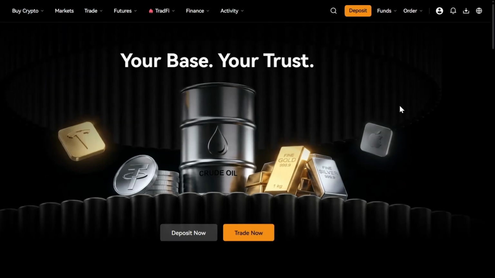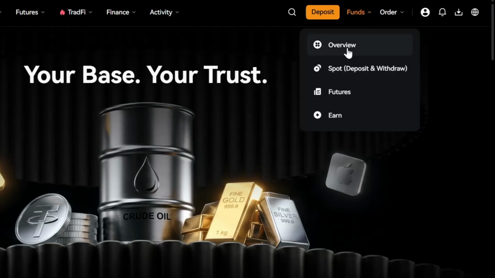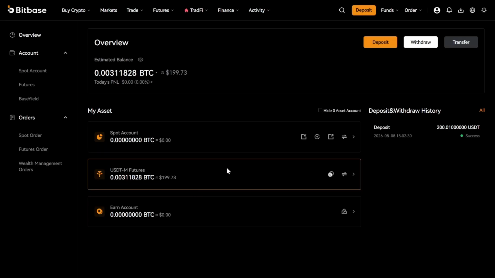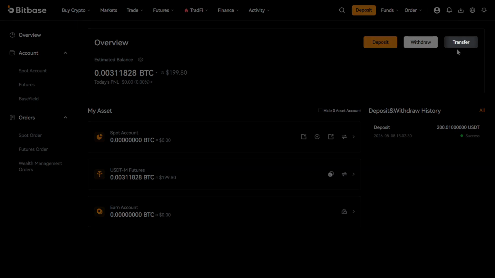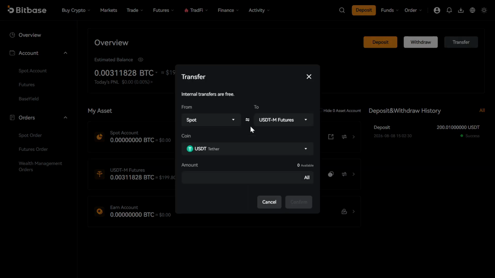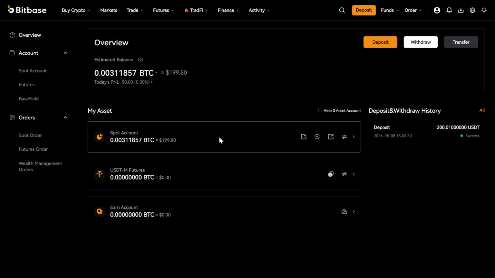Now, the first thing we want to do is make sure we have deposited crypto into the right account. So we're going to head up to Funds and click on Overview. Here we can see I have funds in my futures account. We want our funds in our spot account. So we're going to click on Transfer in the top right and then transfer our funds from our futures account to our spot account. And we're going to click on All because I want to transfer my full balance.